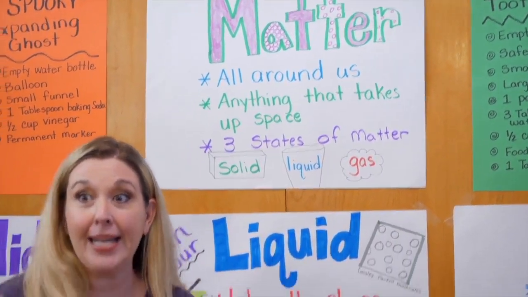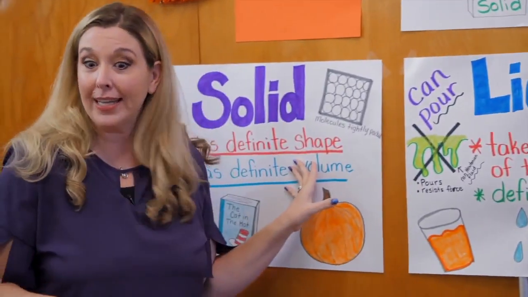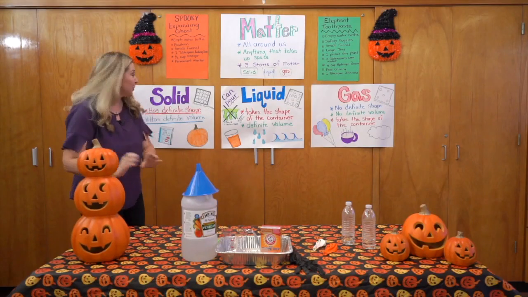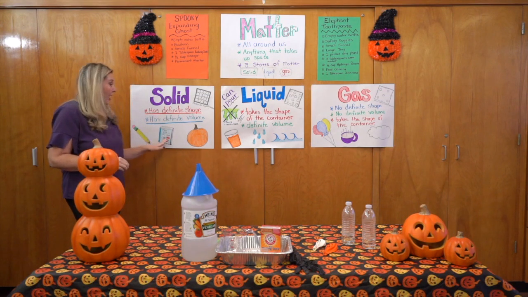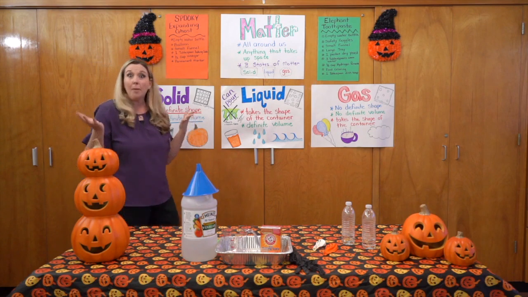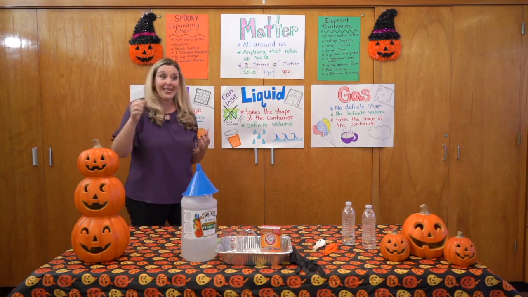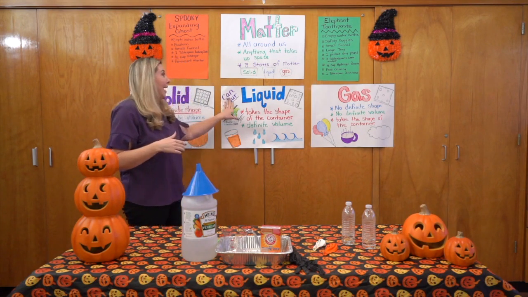So let's go ahead and talk about solids. A solid is something like this. That's right. It has a definite shape and it has a definite volume, like a pencil, a book, and a pumpkin. You cannot pour a solid into a glass. It doesn't pour. Now, we have liquids too.